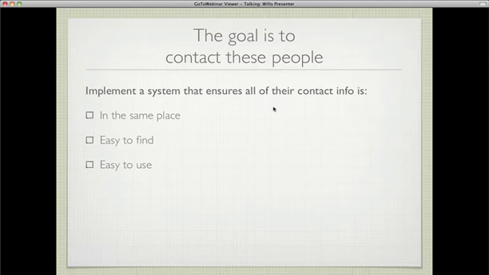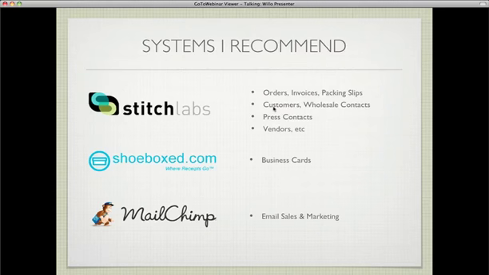So the systems that I recommend, and what we're going to talk about today, are these three. Stitch Labs, a program that I'll talk a little bit about, but basically everything from your orders, your invoices, your packing slips, your customers, wholesale contacts, press contacts, vendors. Literally, you can have all of those contacts in there. Then there's ways that we're getting information. I don't know about you, but I have stacks of business cards that sit on my desk and they stress me out. I'm like, oh, I have to type in all those email addresses, and figuring out what you're supposed to do. So we're going to talk about that.